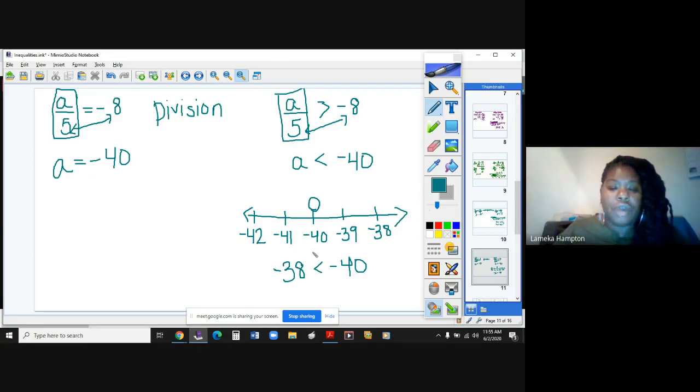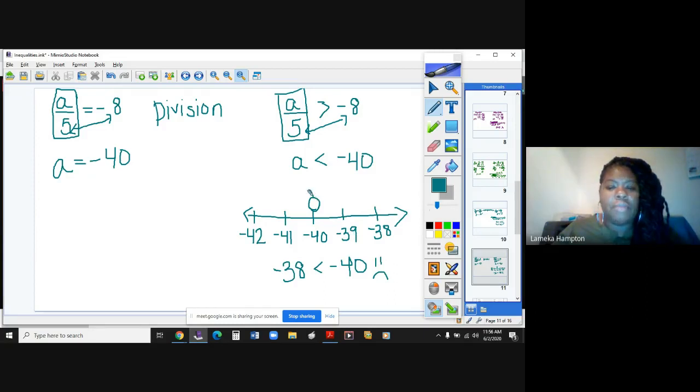No, you're absolutely right. Negative 38 is not less than negative 40. Because if I compare negative 40 to negative 38, negative 38 is closest to zero, even though you don't see it on my number line here because I don't have time to write it out. So this would not be a true statement, which lets me know that negative 39 is not a solution either.